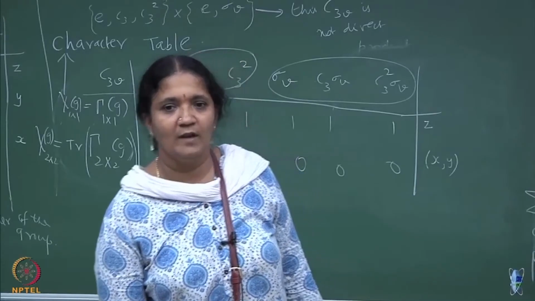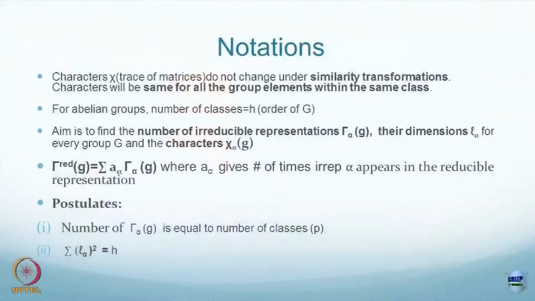Okay. So, now let me put in the notations. Characters, the notation chi denotes the trace of matrices, which do not change under similarity transformation. Characters will be the same for all the group elements within the same conjugacy class. For abelian groups, the number of classes is also the number of elements, using the letter H to denote the order of the group G.